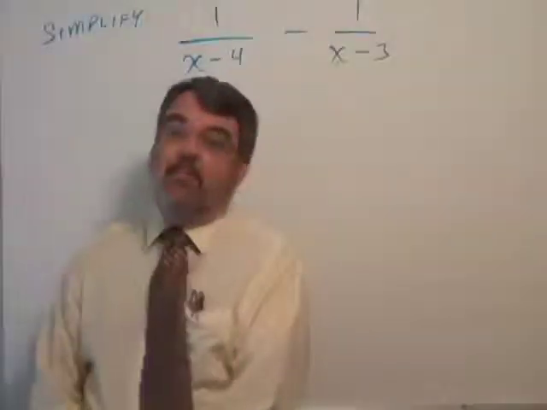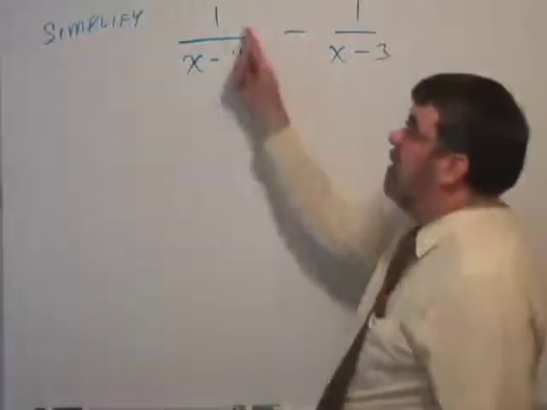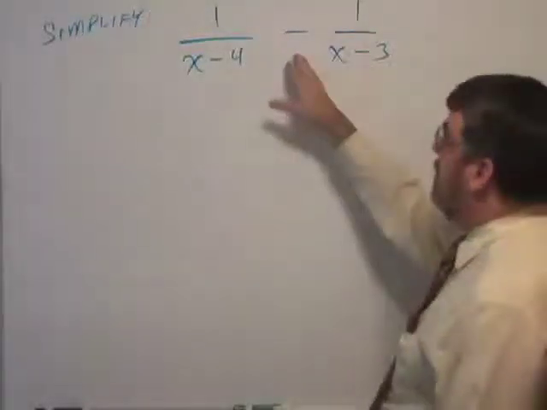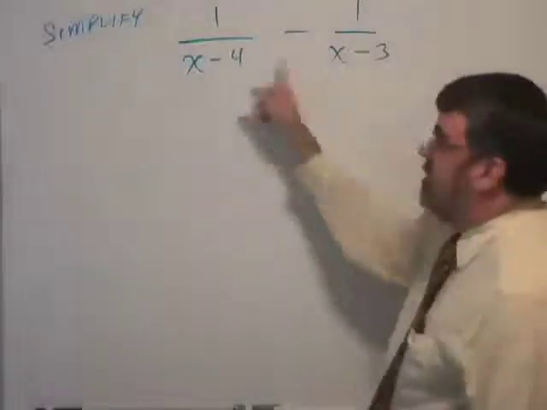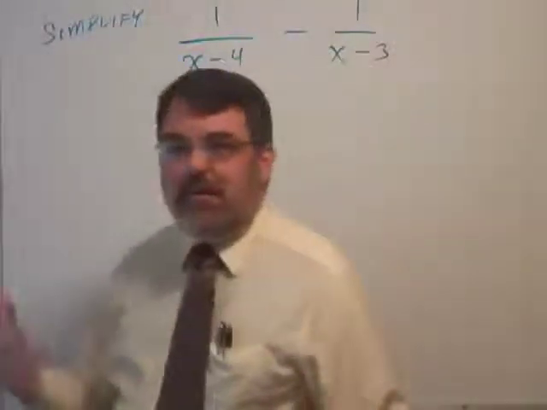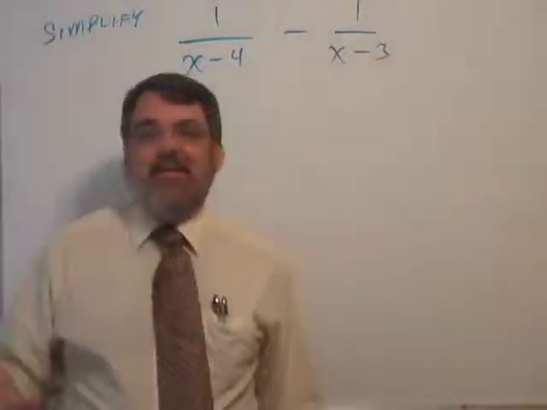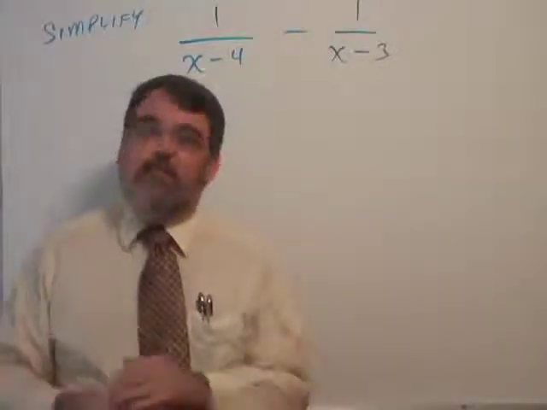Here's our next problem. Simplify 1 over x minus 4 minus 1 over x minus 3. These are not the same denominators, so I can't combine them yet. I have to make an adjustment.